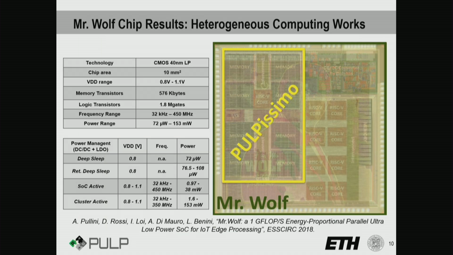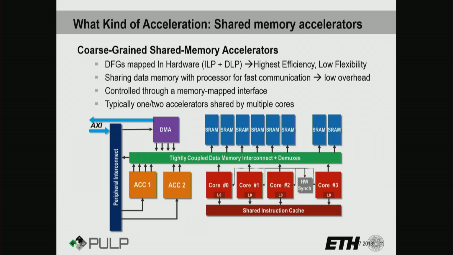You can add a microcontroller class core to that, which can on demand turn on and off this cluster if you need the processing power or not. And this allows you to create a highly energy proportional computing system, which goes from 72 microwatts if you don't use the system at all, all the way up to 153 milliwatts if you need the full brunt of compute power which is on that chip. There are also other angles of what you can do, as we heard this morning, which is specialization. All things being equal, it is the thing that always wins. And we, of course, observe this as well.